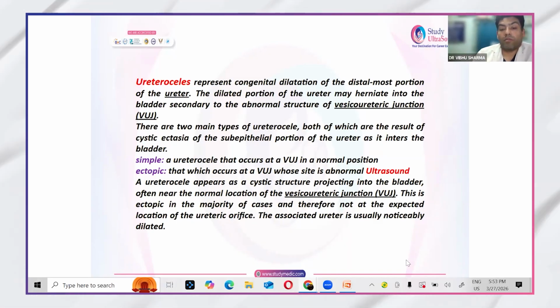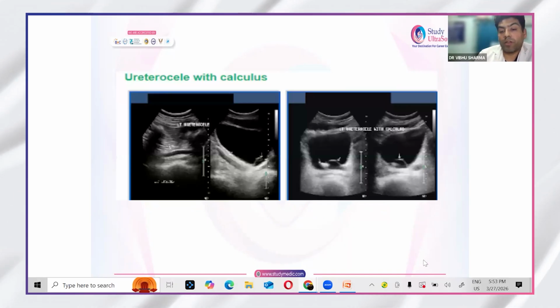Most commonly we see a simple type of ureterocele. Here you can see the bladder and you can see the ureter herniating into the bladder lumen. So this gives a cobra head appearance, and we call it a ureterocele. And you can also see sometimes stones get lodged within this, and because of the stones they become more prominent.